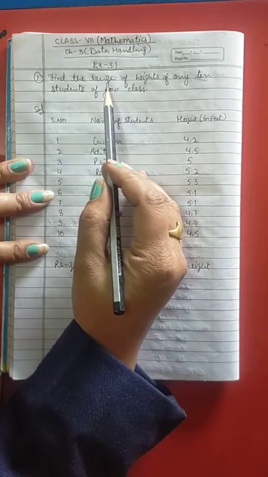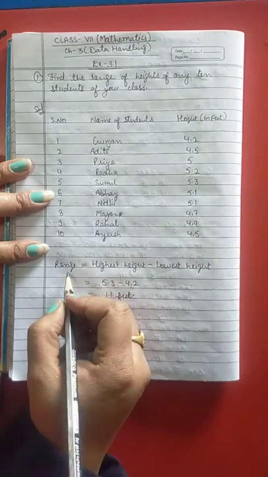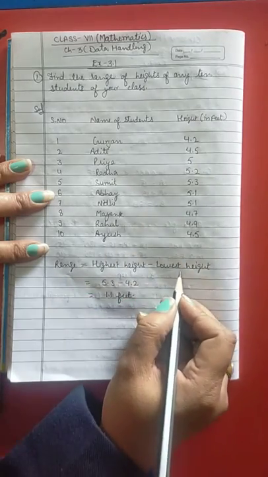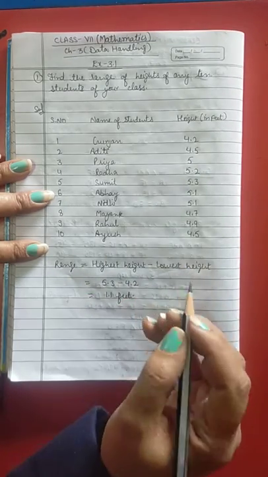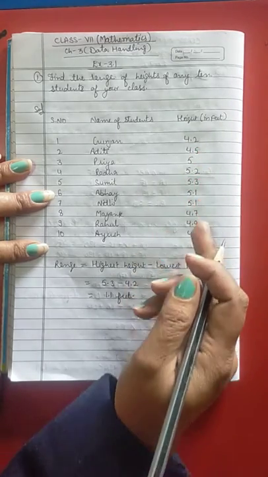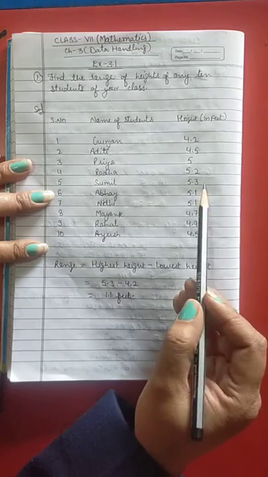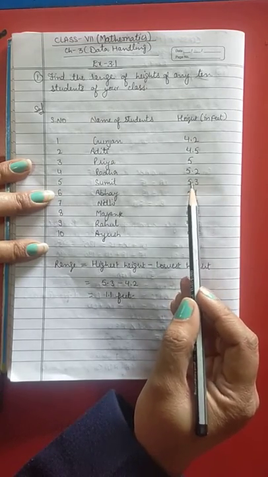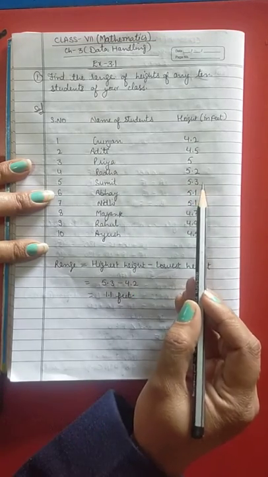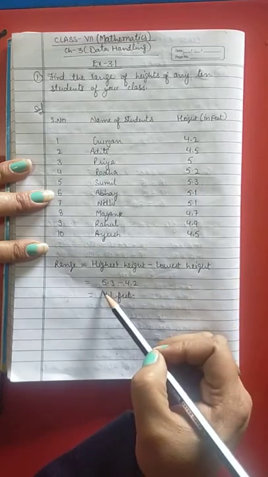So what will we do here? What is the formula of range? The formula is the highest height minus the lowest height. It means we will check what is the highest height and whose it is. On observing this, we come to know that this is the highest value, and this is Sumit. So the highest height is 5.3.